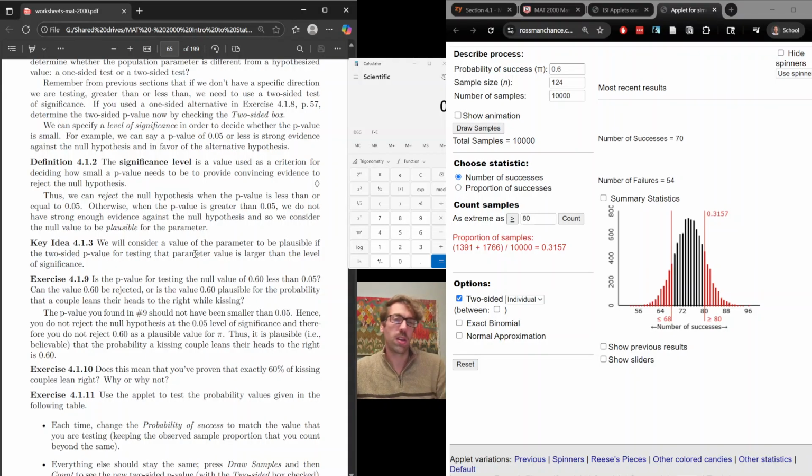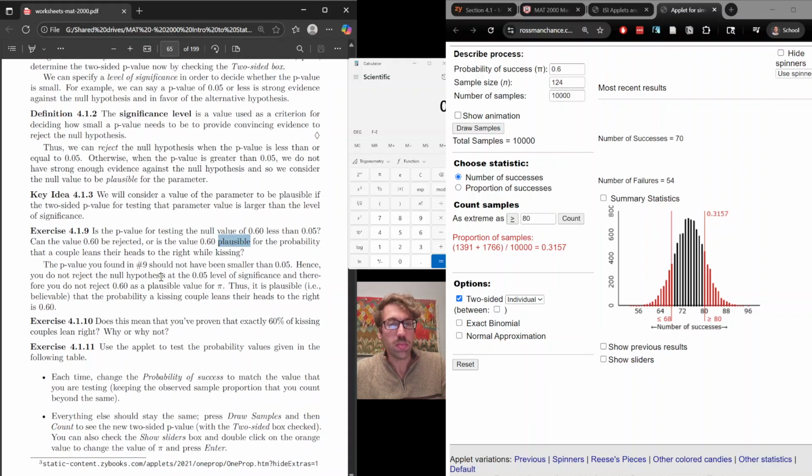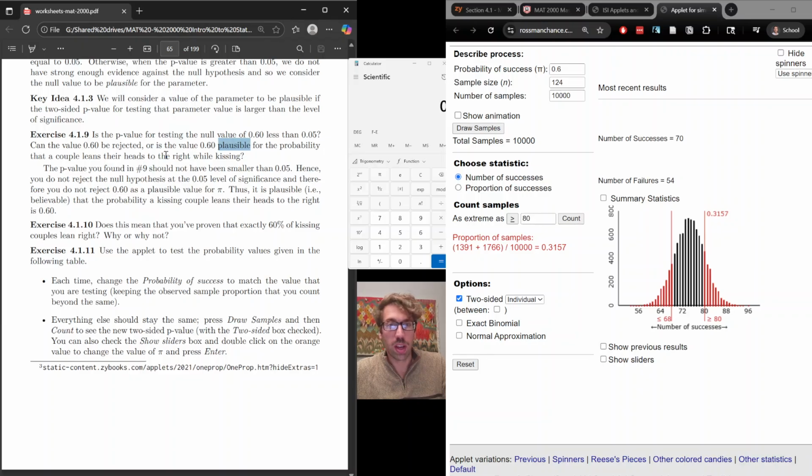Is the p-value for testing the null value of 0.6 less than 0.05? Can the value of 0.6 be rejected, or is the value of 0.6 plausible for the probability, and plausible is a key word there, for the probability that a couple leans their head to the right while kissing? So for number 9, you should have gotten a value, and that p-value should not have been smaller than 0.05. So you do not reject the null hypothesis. That means 0.6 is then plausible for pi.